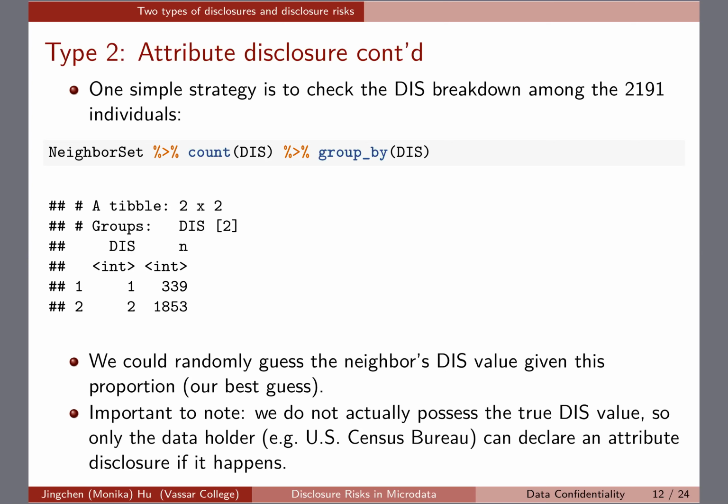But if I really desperately want to know about my neighbor's disability status, if I only know him for the sex, marital status, and race, then I can probably just randomly guess between 1 and 2 for DIS. But of course, I would guess based on this 339 and 1853 instead of like 50 or any other chance. This is exactly what the data is telling me. I know he's one of these 2192 people, and I know the breakdown of disabilities like that. That might be my best.